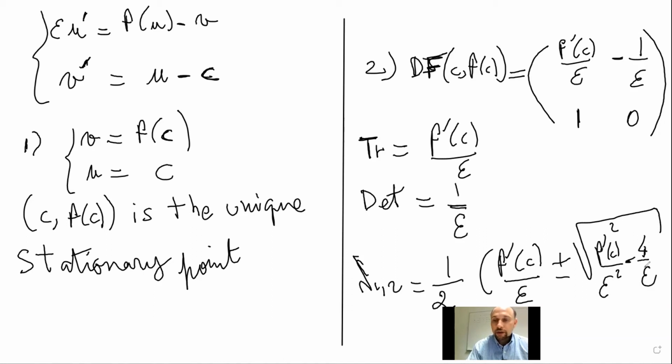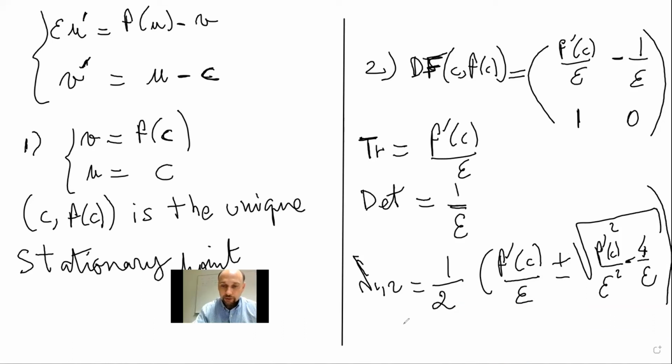The eigenvalues are given by half of the trace plus or minus the square root of the trace squared minus 4 the determinant. Okay, then I can just take out the epsilon. I get this.